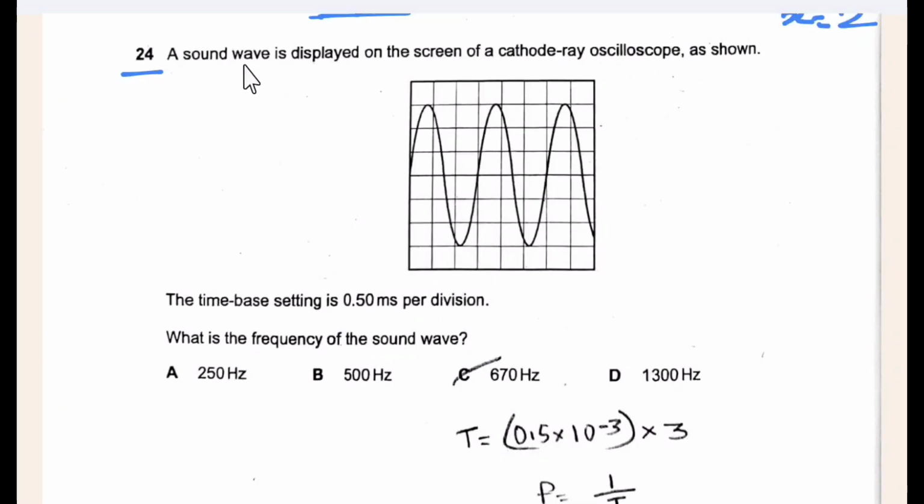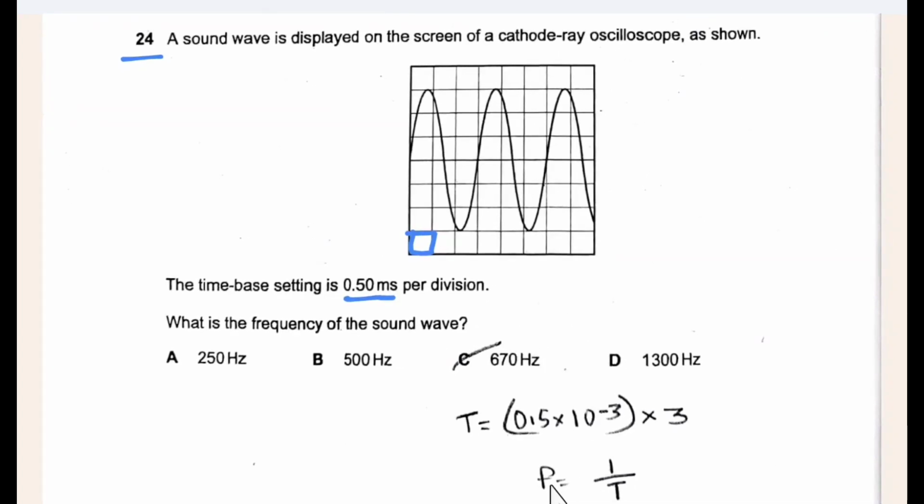In question number 24, a sound wave is displayed on the screen of a cathode ray oscilloscope as shown. The time base setting is 50 milliseconds per division, that means for this one division the time base is given. What is the frequency of the sound? To find the frequency, we know that frequency is equal to 1 by time period. So we need to find the time period, which is the time taken to complete one complete wave. Here we can see that from this point to this point, one wave is completed, in 3 boxes.